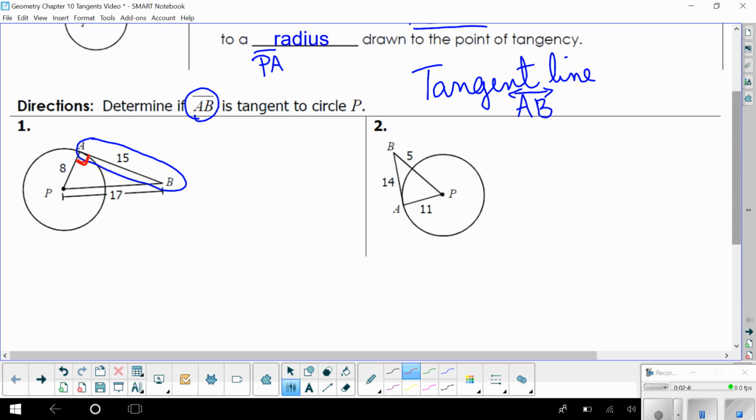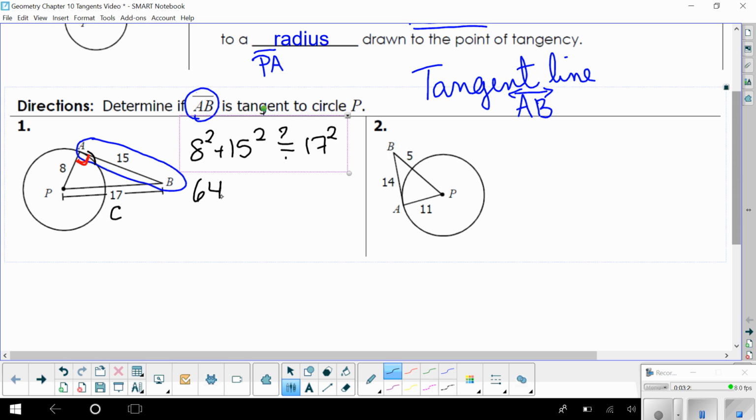Well, Pythagorean theorem. If we want that to be a right angle, then this we're going to assume is going to be C. We can assume this to be A or this to be B. It doesn't matter which ones those are. So we're going to assume 8 squared plus 15 squared. We're hoping those are going to be equal to 17 squared.